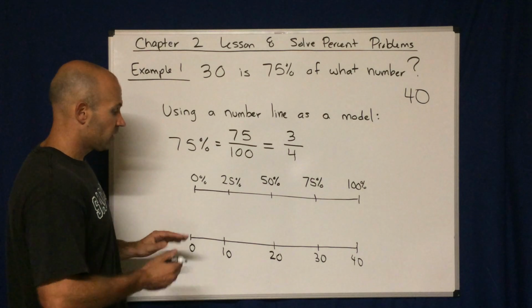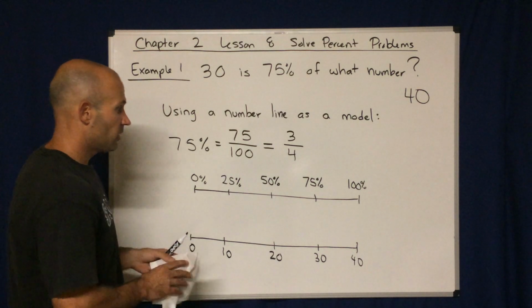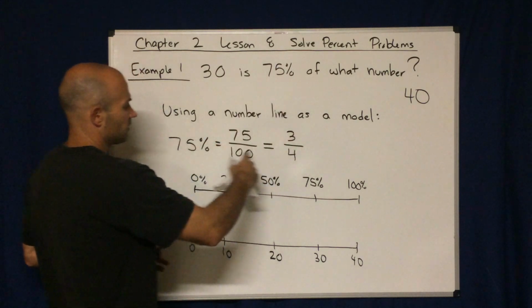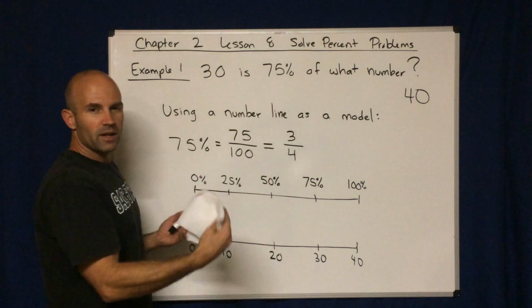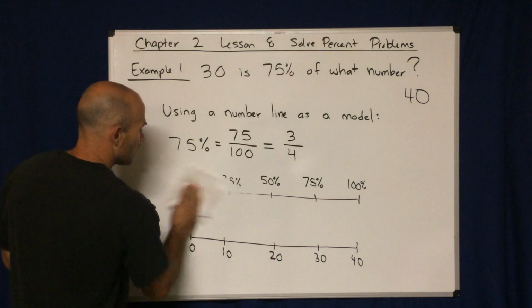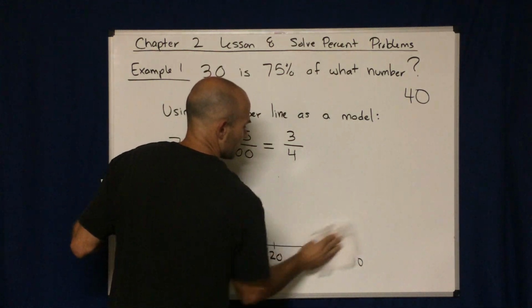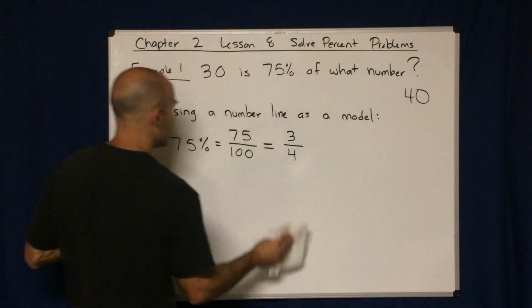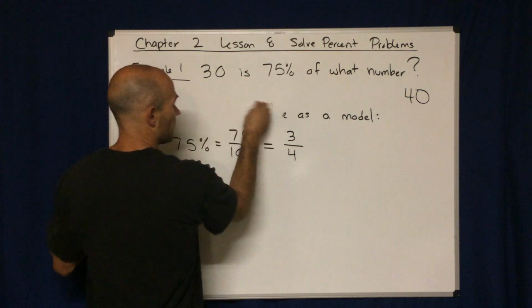So that's one method, but now let me show you another way to do these problems. This second way works a bit better when your percent isn't so nice. 75% is nice because it corresponds to a natural fraction, 3/4, but if your percent is messier, say 62%, then drawing this picture might be more tricky. This second method works for any percent, not just nice ones like 25%, 50%, and 75%. That was using a number line as a model. Let's do this second method.